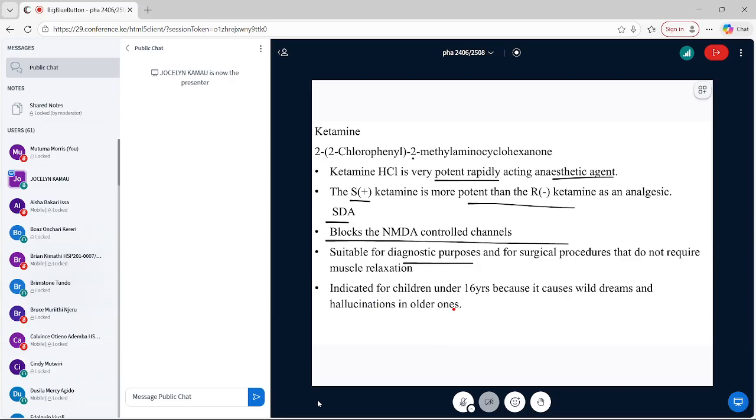It is indicated for children under 16 years because it causes wild dreams and hallucinations in older ones. As I had already mentioned, it's a potent hallucinogen, what we call a dissociative hallucinogen. Very specific again, because physiology in different ages of people is different. It can be used in children under 16, not above that, because of the wild dreams and hallucinogenic effect that the drug can cause.